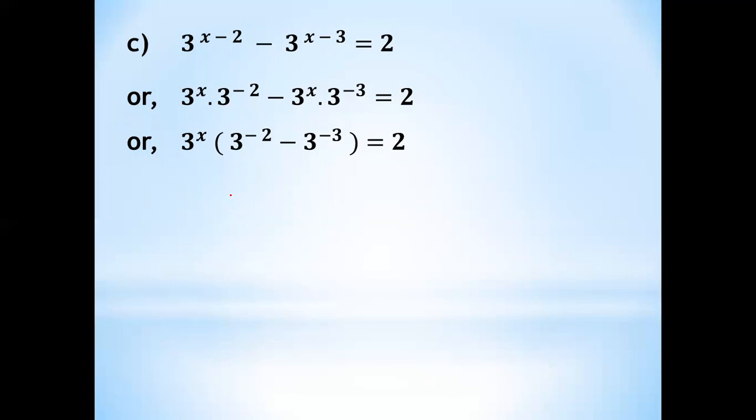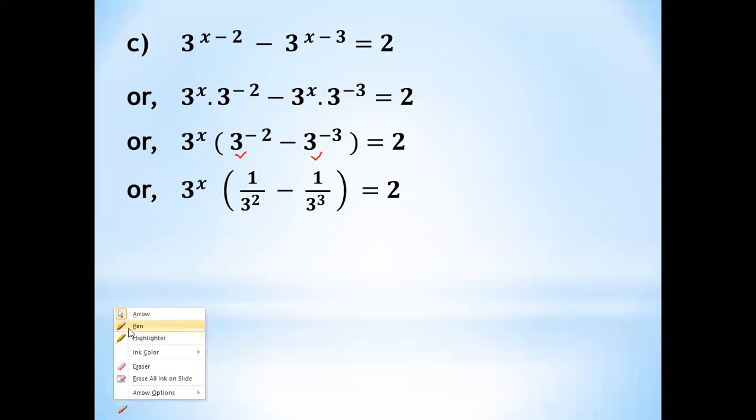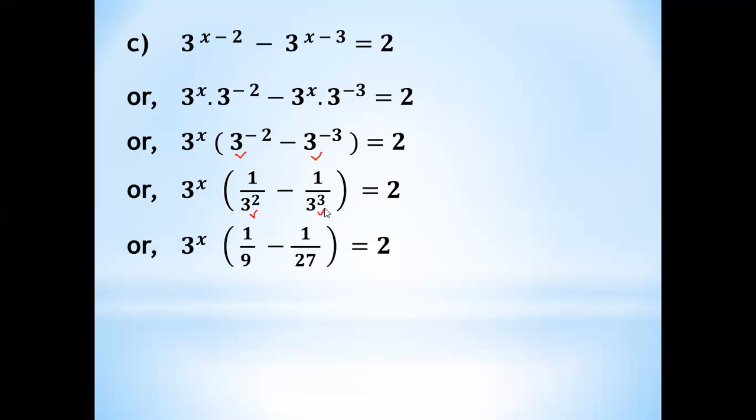So the same thing we are going to do on the next step. That means 3 to the power minus 2 is going to be written as 1 by 3 square, and 3 to the power minus 3 is going to be written as 1 by 3 cube. Okay, so the same thing you can see here. Now further simplifying, our focus should be on the terms inside the bracket. 3 square is 9, good, and 3 cube is 27, good. So the same thing you can see here.